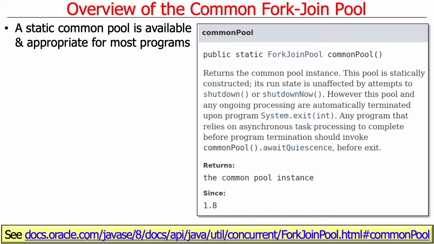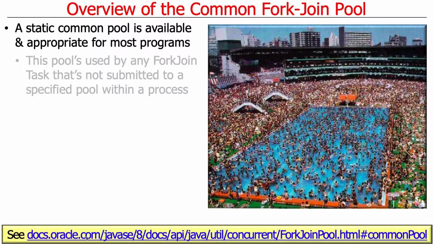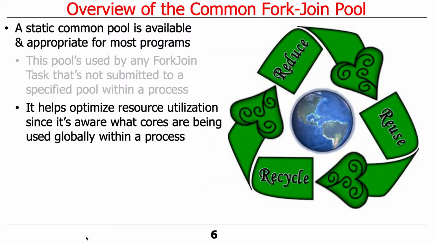So the common ForkJoin pool is a static singleton that's always available and appropriate for most parallel programs. Not all, but most. This pool is used by any ForkJoin task that's not submitted to a specific pool within a process. So it's the default, the common ForkJoin pool. And the reason why we have it is to optimize resource utilization, since it's aware of what all the other cores are doing, because they're all working off this common ForkJoin pool.